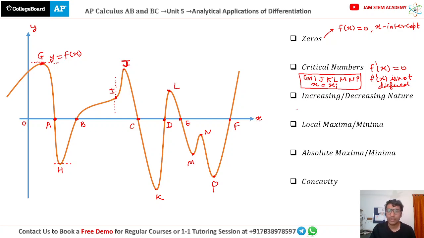Now, in order to find these values using the graph, what can you do? You can find the points where the tangent line is parallel to the x-axis, or you can solve for f prime x equals 0 if the graph is not given or GDC is not allowed. Next, increasing or decreasing nature.